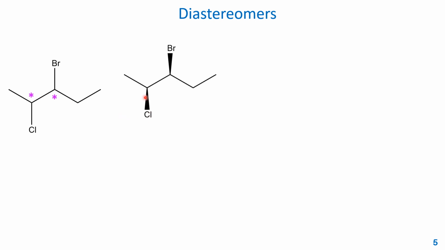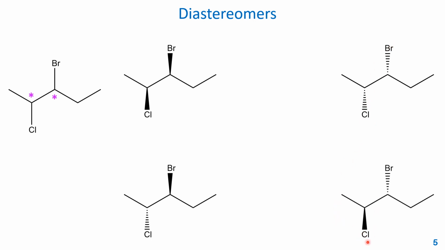So if you draw the different isomers, you can draw both chloro and bromo pointing to you, or you can draw chloro away from you. You can draw both away from you. You can draw the chloro pointed to you and the bromo away from you. So you basically can draw 4 different stereoisomers.